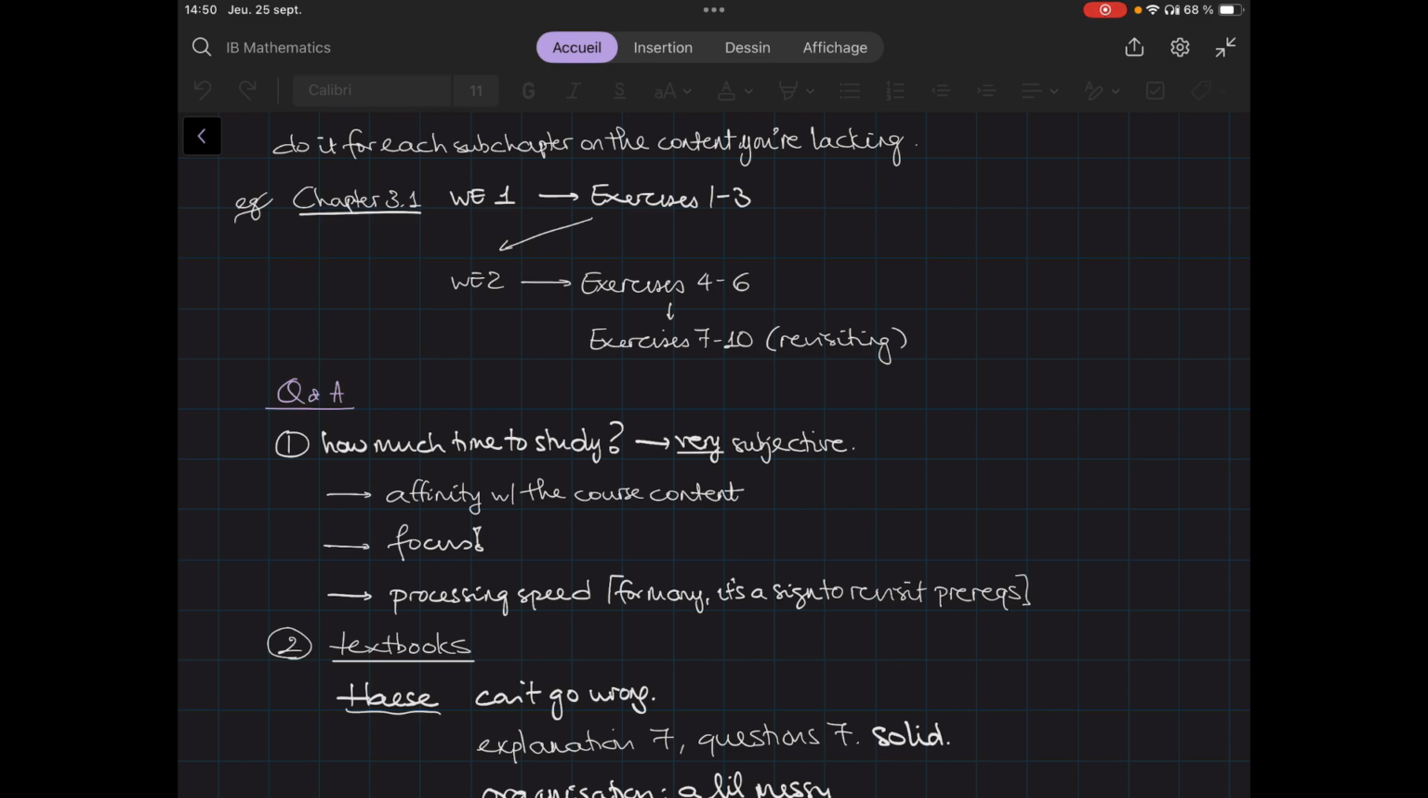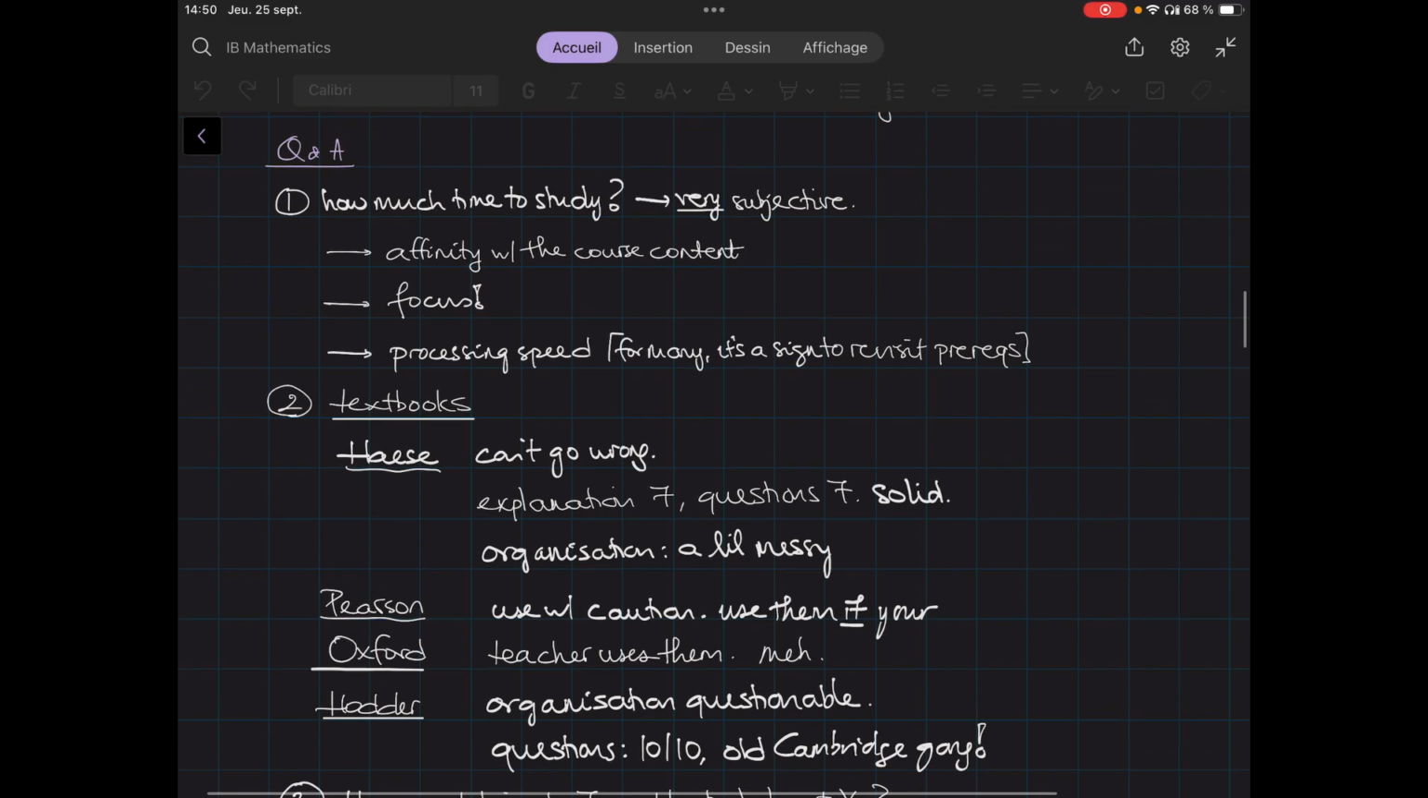Before moving on, I have a short Q&A section that students always ask during this session. Question 1, of course, how much time to study? This is very subjective. It depends on your affinity with the course content, aka, do you like math or do you not really enjoy it? Do you do it without anyone forcing you to? Or you need to feel the pressure to keep you going?